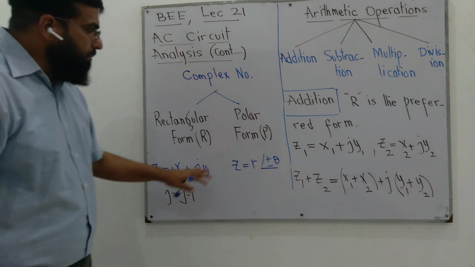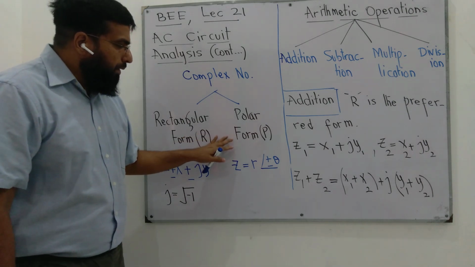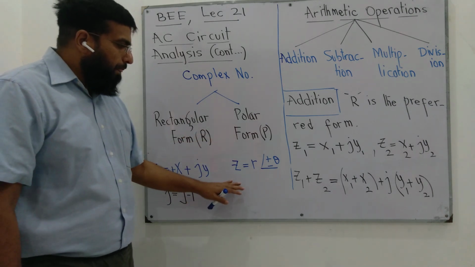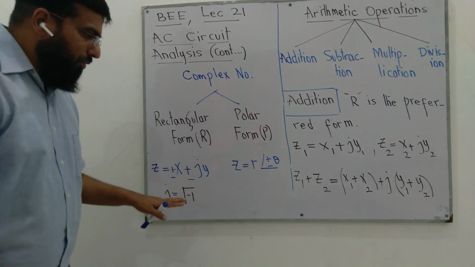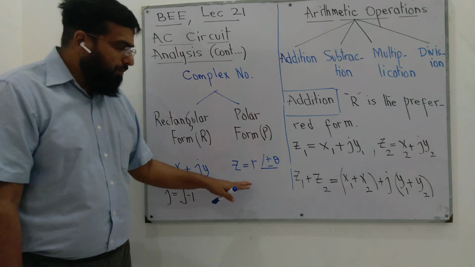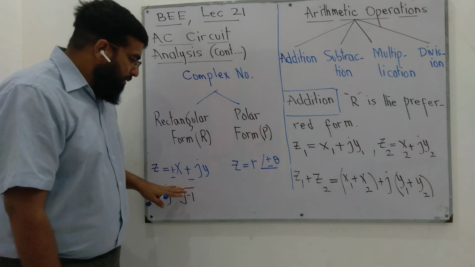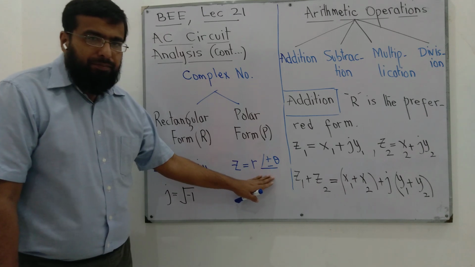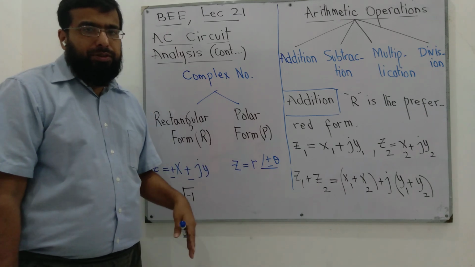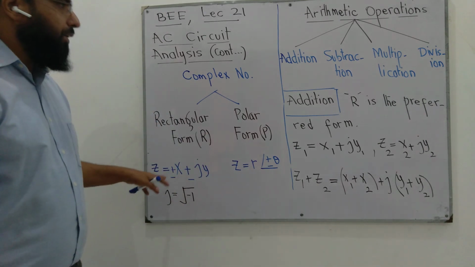Or it can be represented in polar form, where we have a magnitude term r, which is always positive because r is computed as the square root of the sum of squares of x and y, and theta. But theta can be plus or minus because it is the inverse tan of y over x.